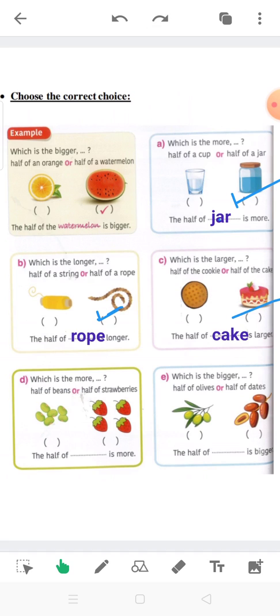Okay. Again, which is more? Half beans or half strawberries? Okay, so you see here, not a bigger number, but bigger in size in the strawberries. And we have here the small size of beans. So I will choose the strawberries. Okay. Here we have, which is bigger, half of olives or half of dates? Of course, half of dates.